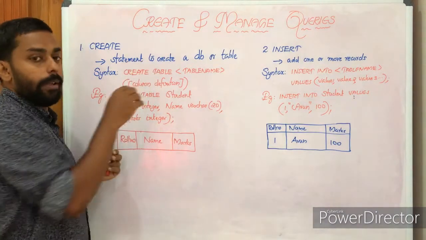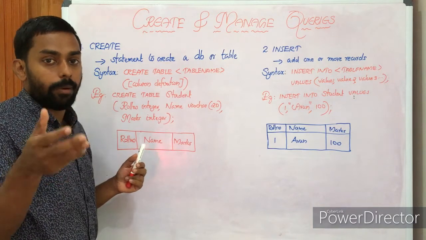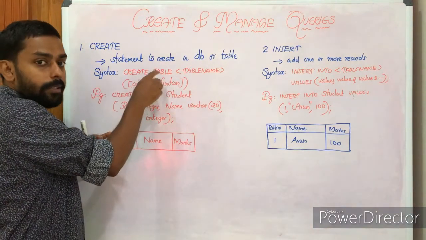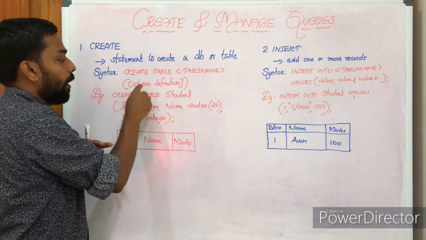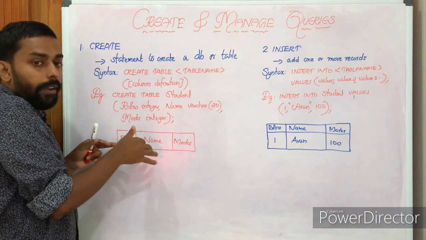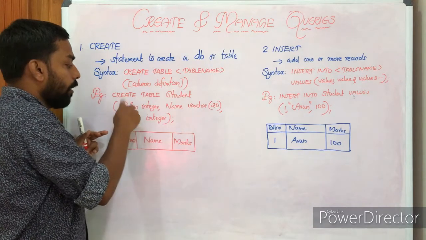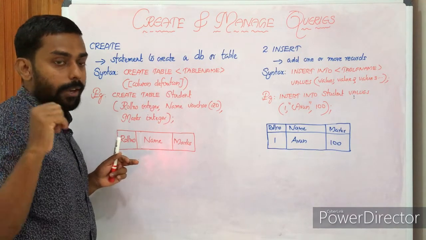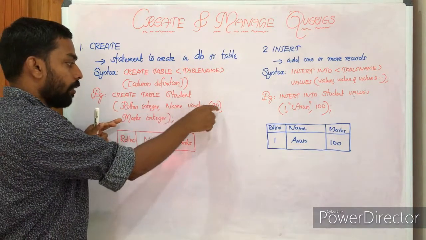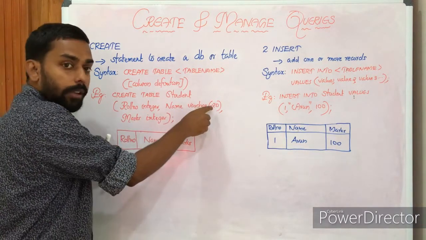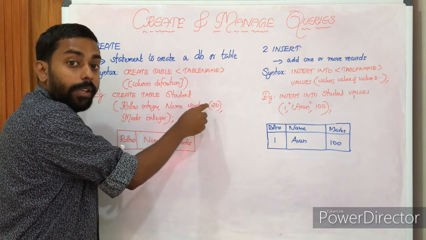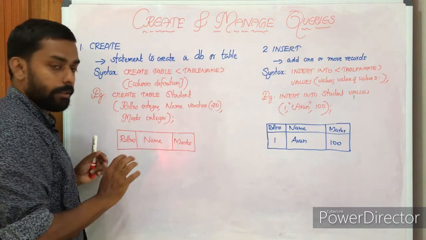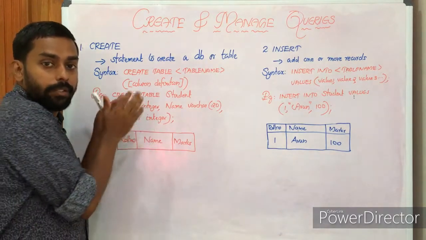The create table command is a statement used to create a database or a table. Here we applied it for creating a table, following this syntax: create table, table name, column definition. We have created a table named student, and in parentheses we have specified all the column names as well as their data types: roll number integer, name varchar 20, marks integer. Varchar 20 means we can have a maximum of 20 characters in a single name. A structure like this will be created after executing this command.